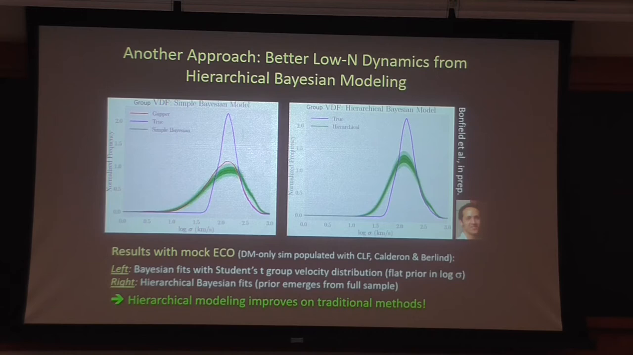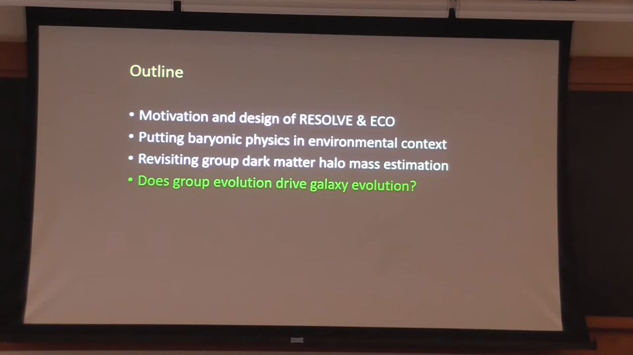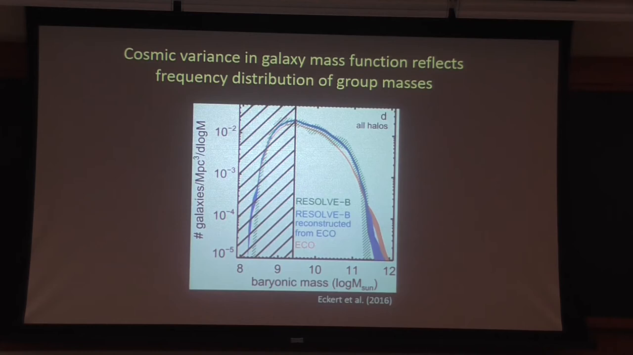Okay. So we are now finally getting to the final point in the talk. Does group evolution drive galaxy evolution? First of all, we have a zeroth order answer of yes, which comes from looking at cosmic variance in the galaxy mass function, not group, but galaxy. This is from Eckert et al. 2016. We separately looked at ECO, which contains RESOLVE-A, and RESOLVE-B, which is an independent volume and rather small, so subject to a fair amount of cosmic variance.